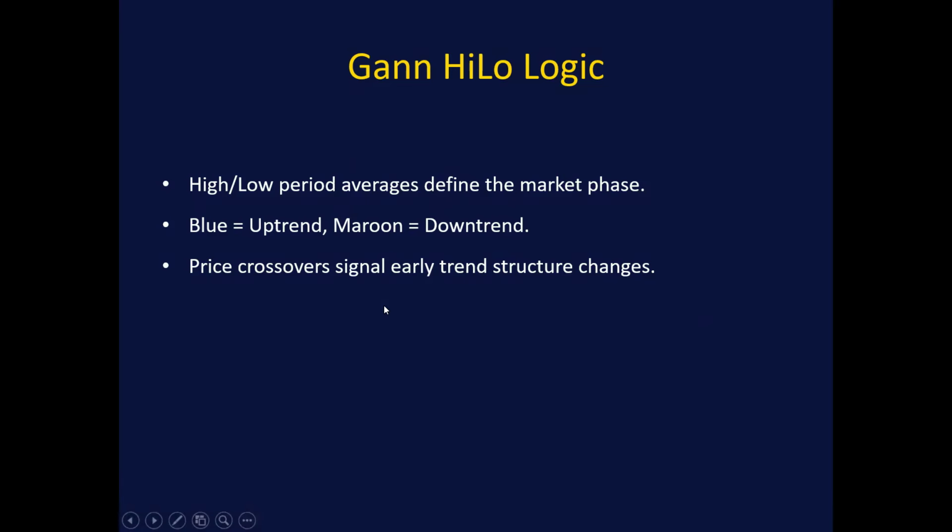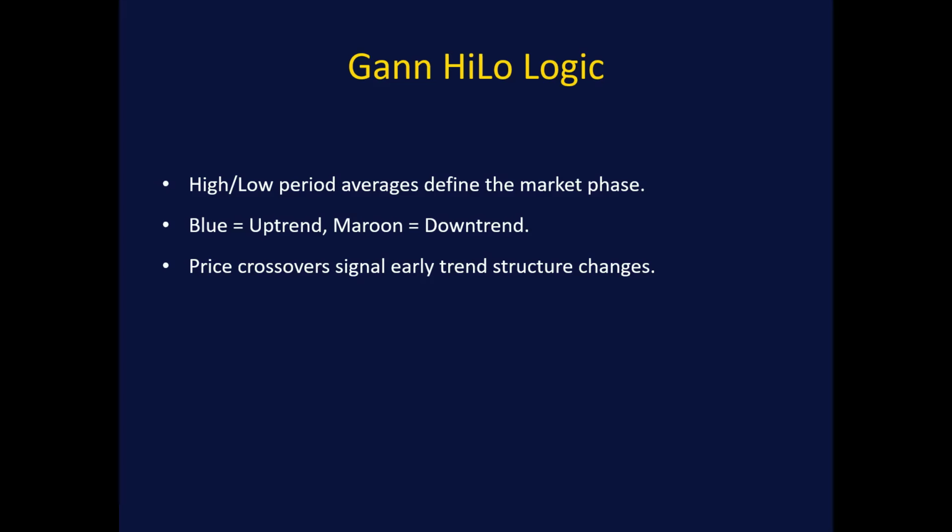High and low period averages define the market phase. The Gann HiLo logic calculates by going back to the highest highs and lowest lows, gives the averages, and shows the market phase. An ordinary simple moving average does not do that. It only takes the closing prices, averages them out, and a line is plotted. That doesn't help. Actually, Gann HiLo logic helps you to take the trend.